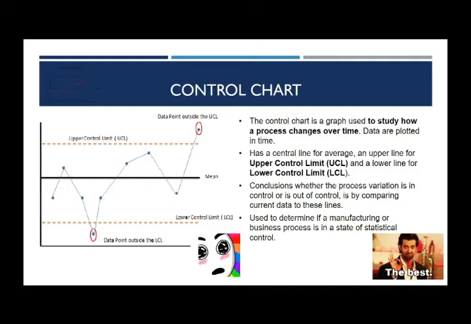And next we have the control chart. A control chart is a graph used to study how a process changes over time. Data are plotted in time.